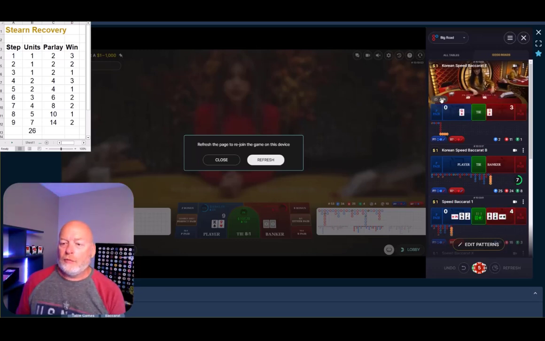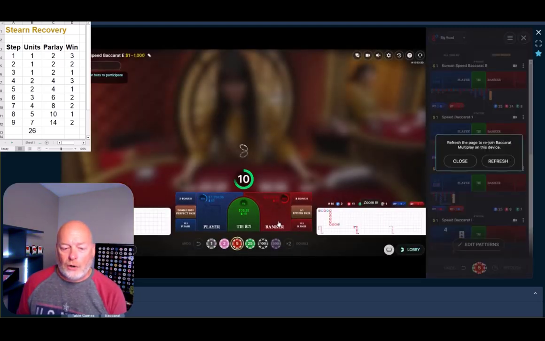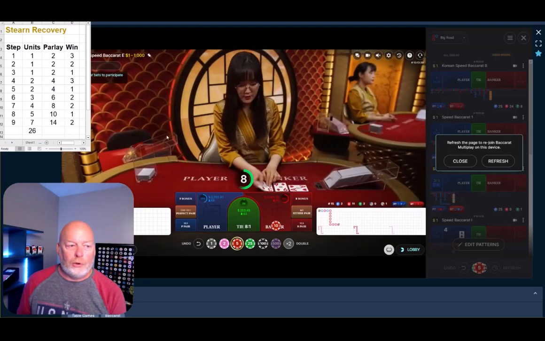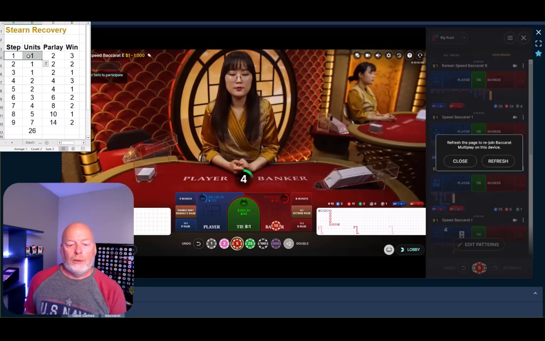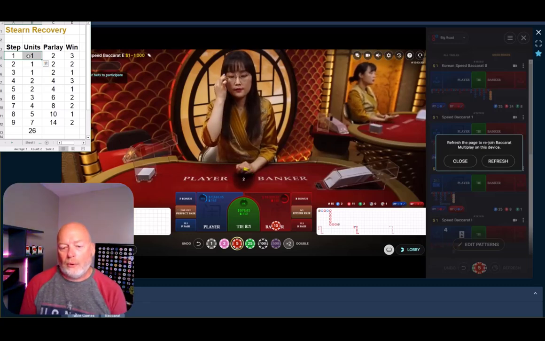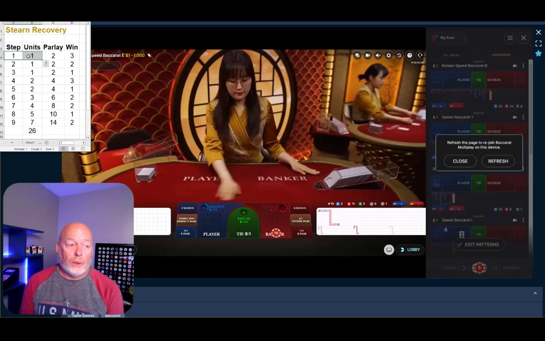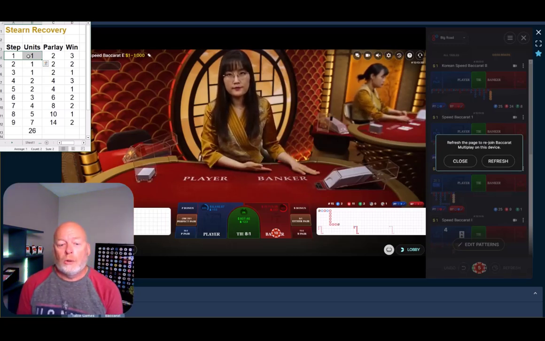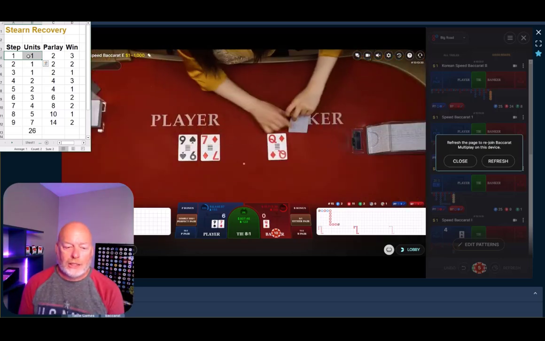So let's see if this doesn't go back to the banker again. And 3-3 tie. All right, so let's go ahead and join this table because now we want this energy to keep going. And I'm just going to do a $10 unit just for the example here. So we got a $10 unit, and that's what we're going for, right? So right now we're at step one, first bet, looking for this streak to continue.